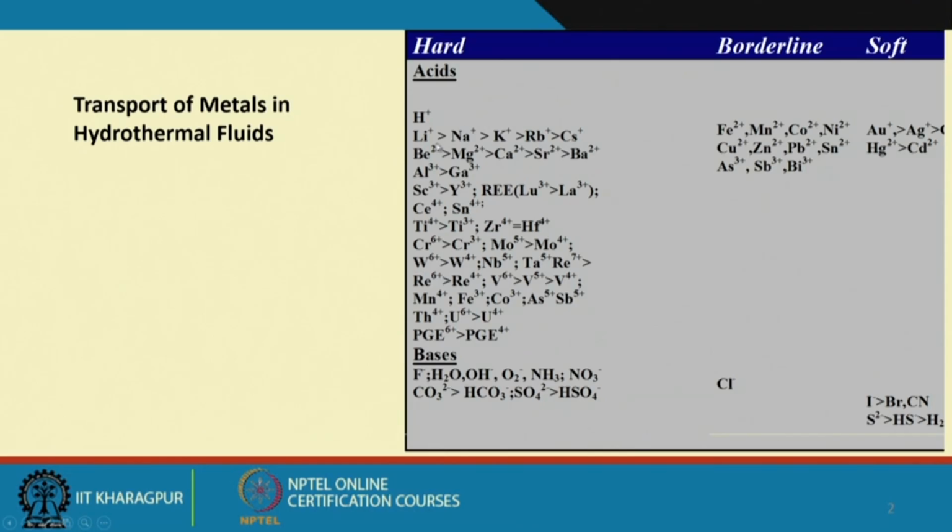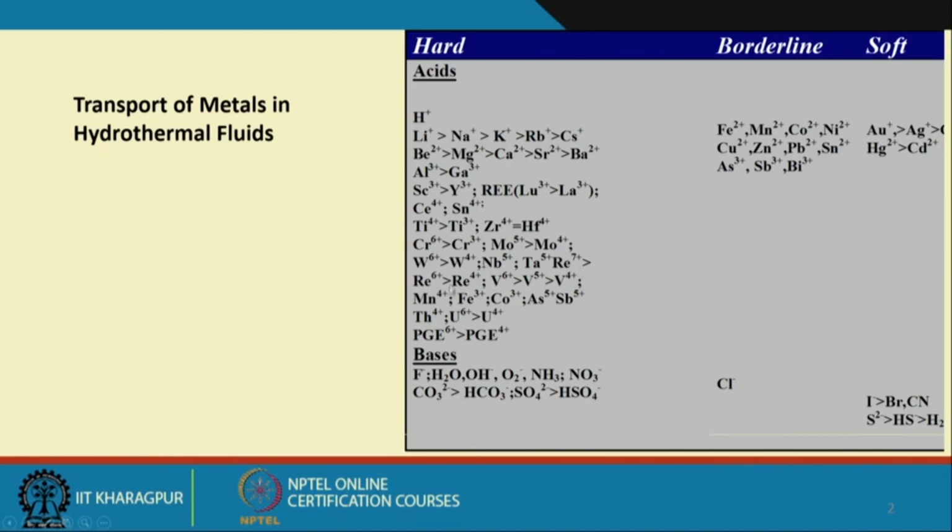So, which are the hard acids? The hard acids are the ones which have a high charge by radius ratio. They are the monovalent alkali elements like lithium, sodium, potassium, or the high field strength elements like scandium, yttrium, tungsten, tungsten 6 plus, tungsten 4 plus. As you could see, tungsten 6 plus with a higher charge has a higher charge by radius, and that is why it is a much harder acid than even tungsten 4 plus.